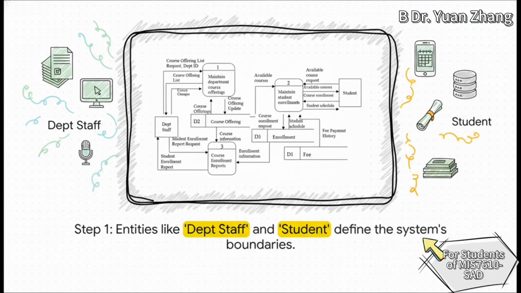Take those external entities you just identified and place them around the edges of your page. Here's a pro tip. I like to put the main sources of data on the left side and the main places data goes on the right. Doing this right away helps establish the scope and the boundaries of your system. It tells you where your world begins and ends.